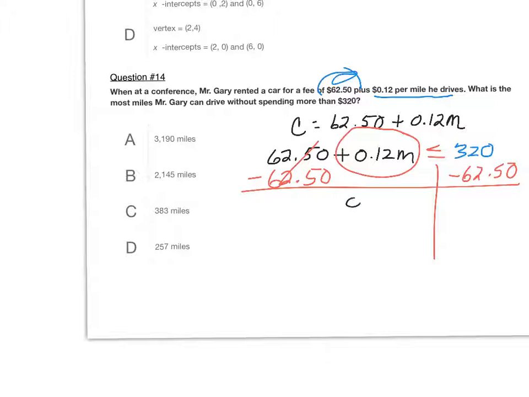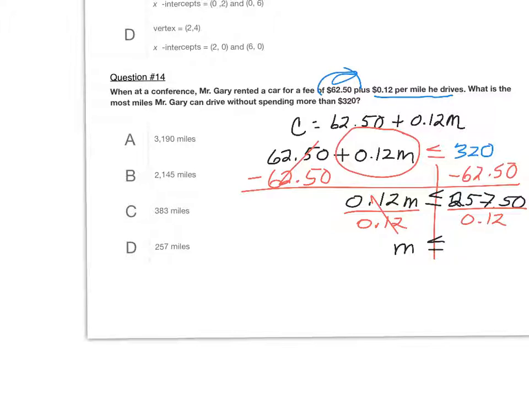So I get 12 cents per mile. My inequality sign only changes if I multiply or divide both sides by a negative, so it stays the same. And then 320 minus 62.50 is $257.50. So then to figure out how many miles, we have to undo 0.12 times M by dividing by 0.12. 12 100ths. And we get M, because I did not divide by a negative, we still have a less than or equal to.